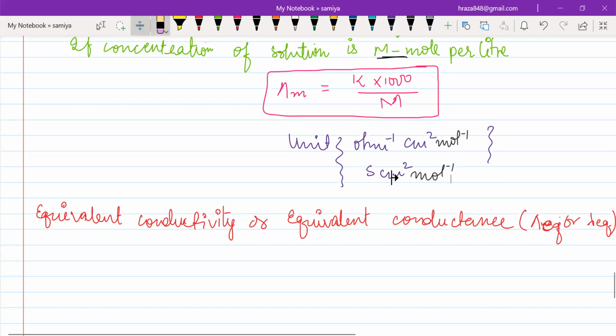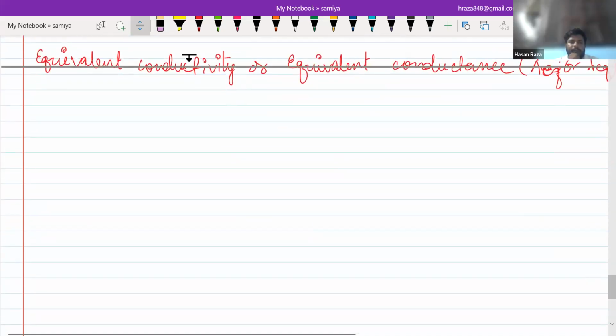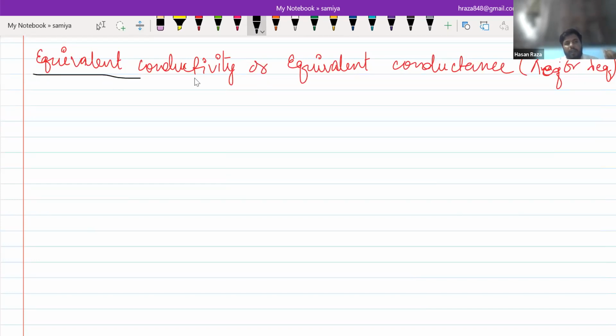So basically in the previous formula, you saw that it is due to 1 mole of electrolyte. And here we are talking about equivalent. That means the conductance due to 1 gram equivalent in the given volume of solution is called equivalent conductivity. In the same way that we defined molar conductivity, where we talked about 1 mole of electrolyte, here we are going to talk about 1 gram equivalent. So I'm going to define it.